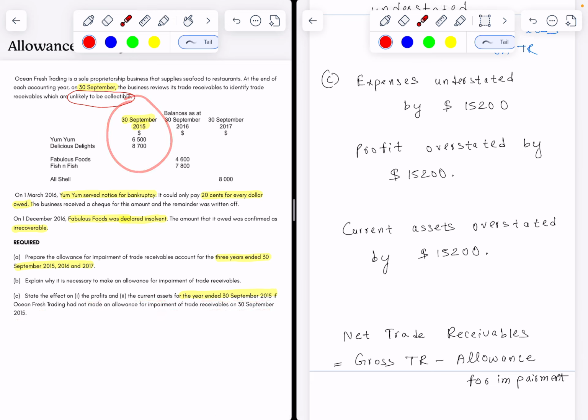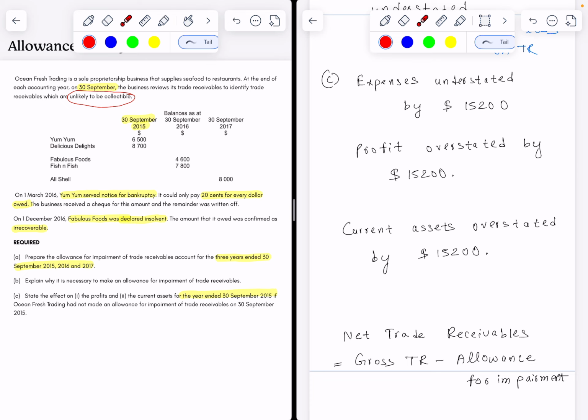And if we hadn't adjusted for this allowance for impairment, then we would have understated our expenses, because obviously we wouldn't be incurring an expense, which is the impairment loss on trade receivables. And if we're understating our expenses by $15,200, we'll end up overstating our profits by $15,200, okay? We have already discussed this, but it's good to go through this again.